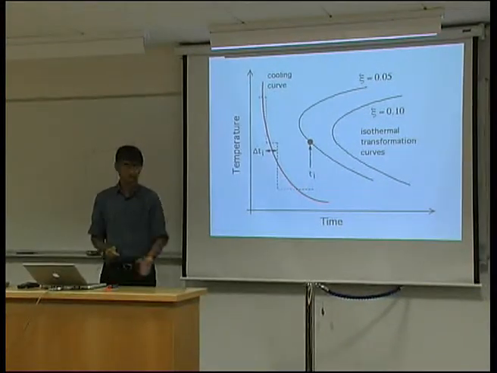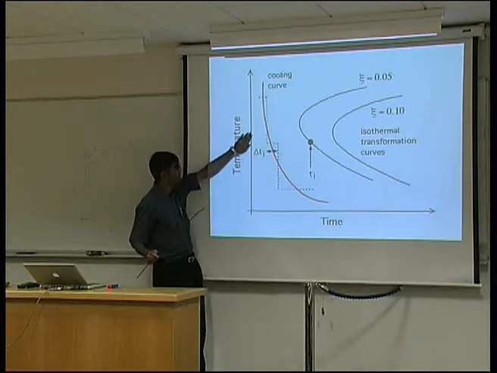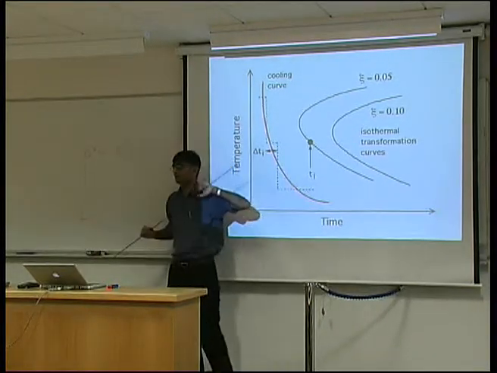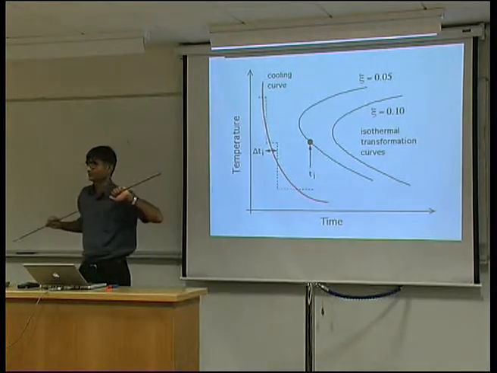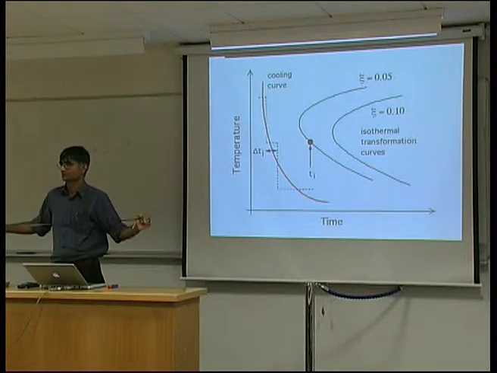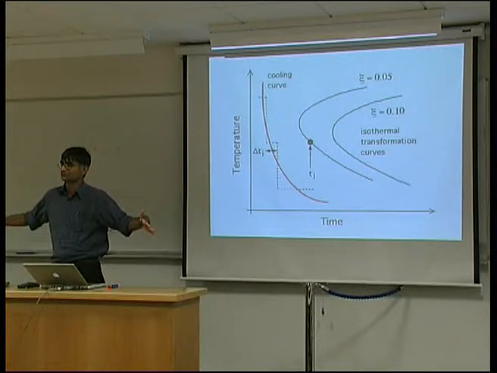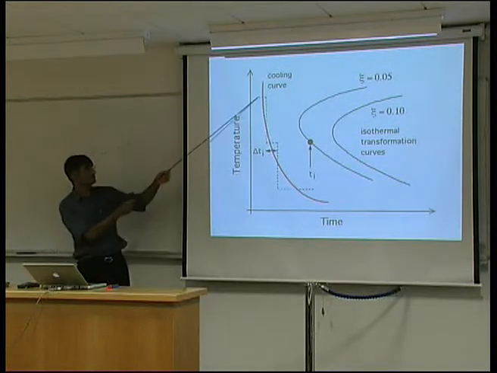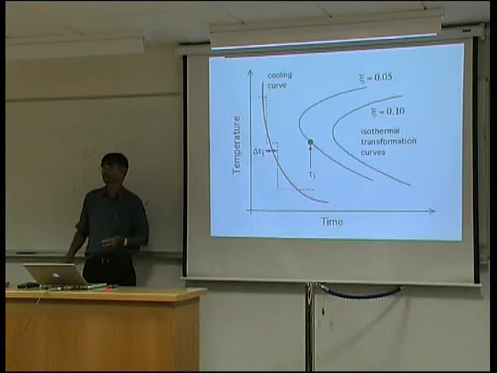So it's no longer isothermal. I'm not going to rapidly cool it here and hold it. So any ideas how I could do that? So there's a hint on the slide. Yeah, we are varying the temperature continuously here. Yeah?